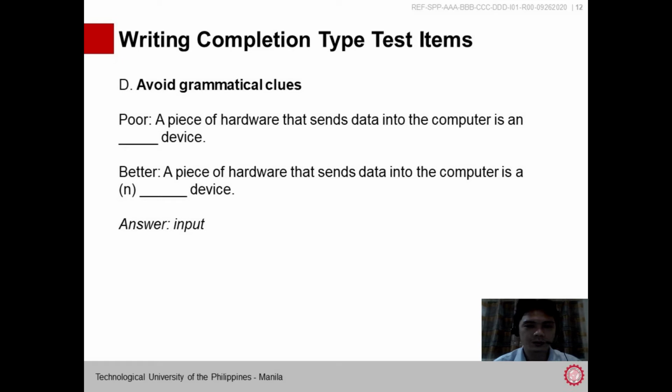So dito, kung talagang alam ng student na ang keyword dito ay sends data into the computer, input talaga yung ilalagay niya dito. Ngayon, kahit na nakaparenthesis yung letter n, kung talagang alam ng student na ang ilalagay niya ay input, ayun pa rin talaga ang ilalagay niya at di siya magdadalawang isip at alam niya na ito ay panggulo lang.